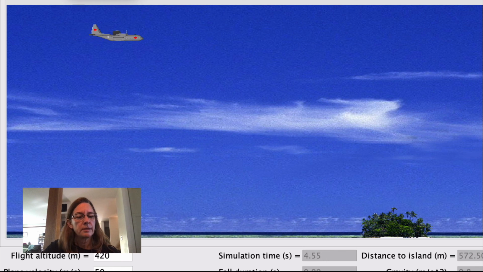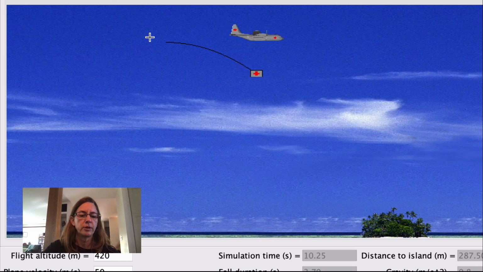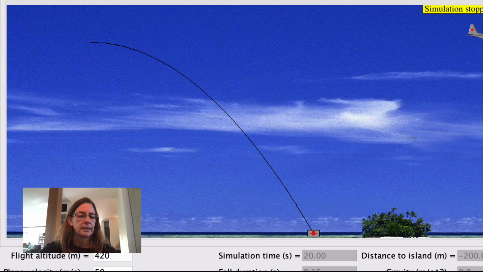At the moment the package is released, it's already traveling with the horizontal velocity, which is the same as the velocity of the plane. What we're going to experiment with in class is how that initial horizontal velocity impacts the time it takes an object to fall to the ground. In the next video, we'll learn some techniques for analyzing two-dimensional motion, and we'll practice a few problems.